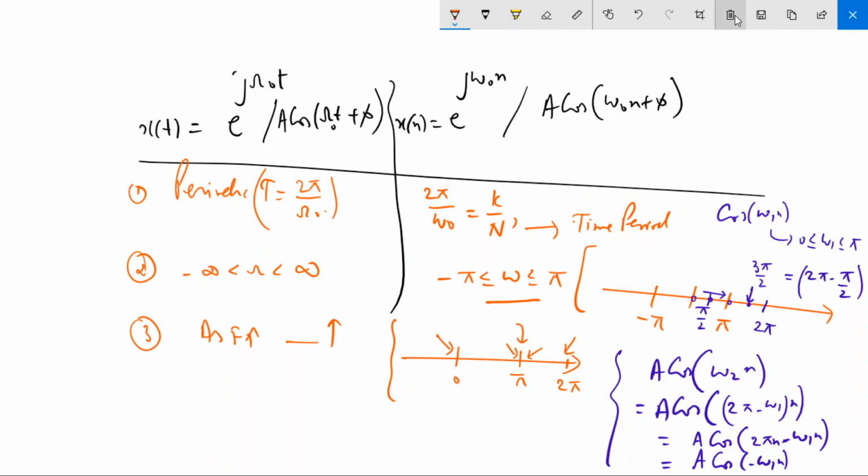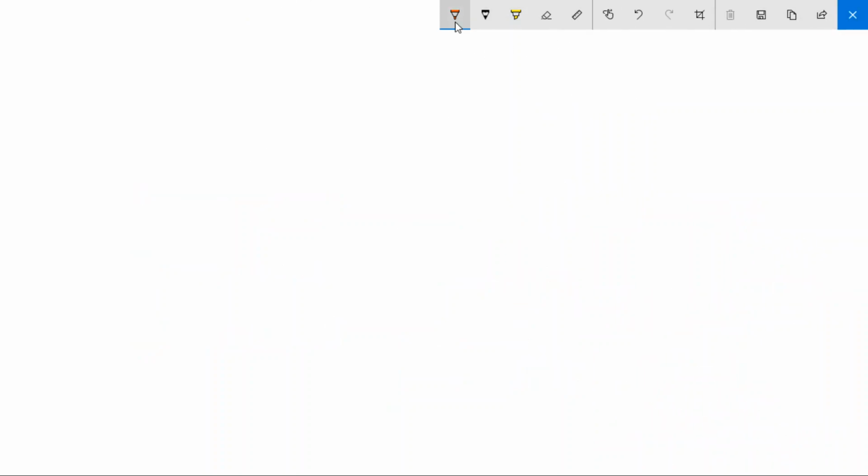Now I will just take one more example on this to further elaborate it. I take three signals. One is, suppose, cos of pi by 6 n.